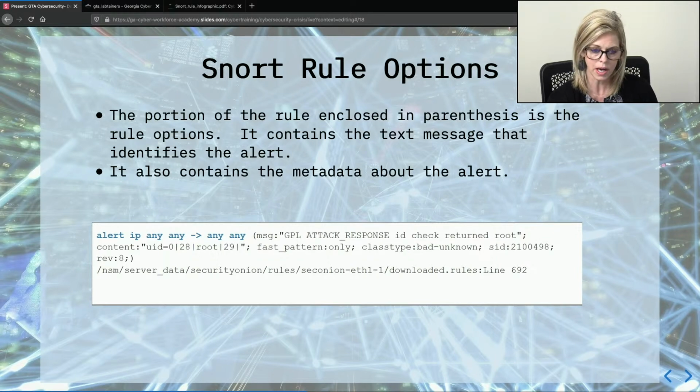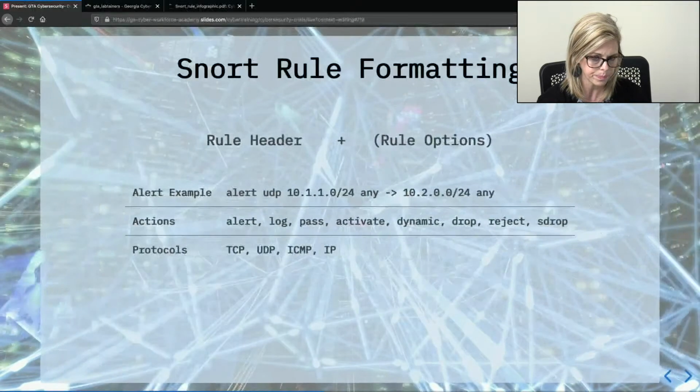You also have the option to configure your own customized Snort rules. One of the cool things that you get to do in today's lab is use the Snort command line to configure a Snort rule. So if you don't have experience with that, you'll be able to gain that experience as part of today's lab.